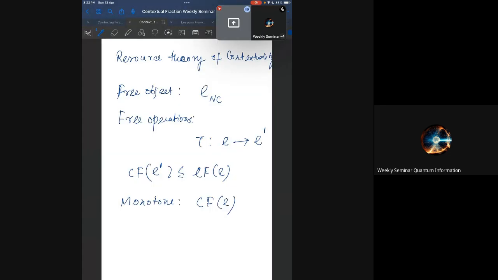This is established by several papers, including this one on the contextual fraction as a measure of contextuality, which is maybe the third or fourth paper in this direction. It started with a paper written in 2012, and this paper was written in 2018, and later they formulated the resource theory of contextuality in a very formal way.